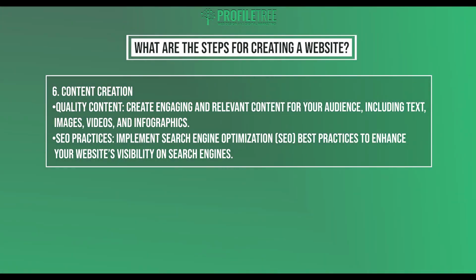Now, with the sixth step, you do have content creation. So this is more or less when you're getting the website into near completion. So you have to think about content creation. Ensure that you have quality content. Create engaging and relevant content for your audience. That includes text, images, videos, and infographics. You also have to have the best SEO practices, so implement search engine optimization best practices to enhance your website's visibility on search engines.